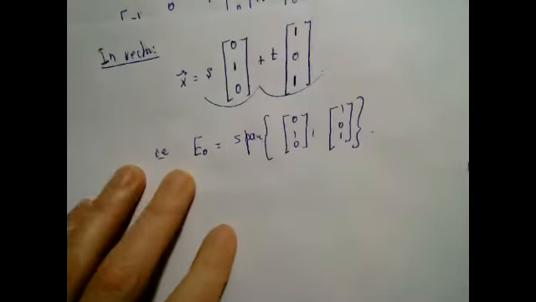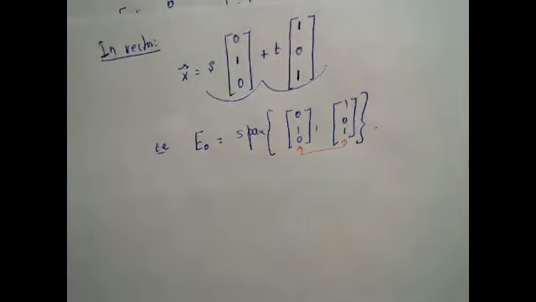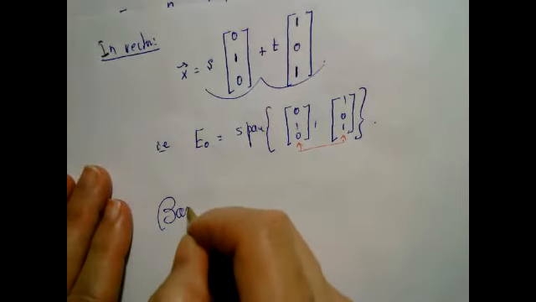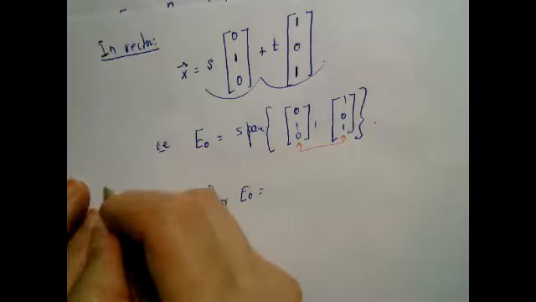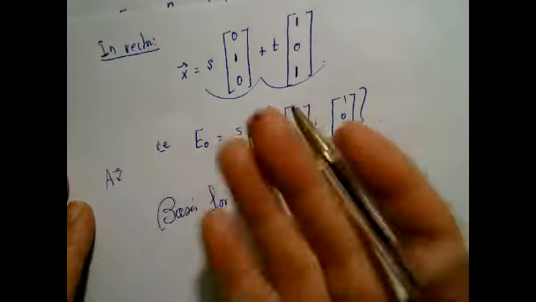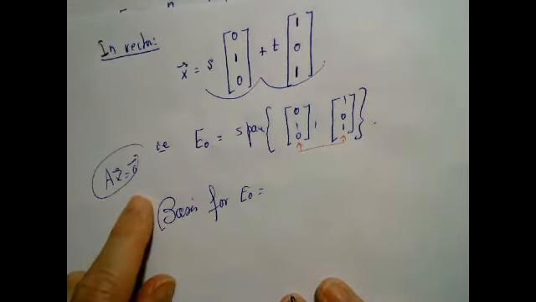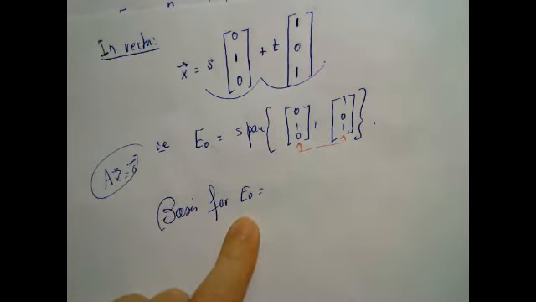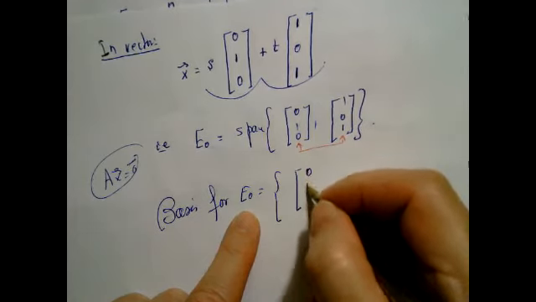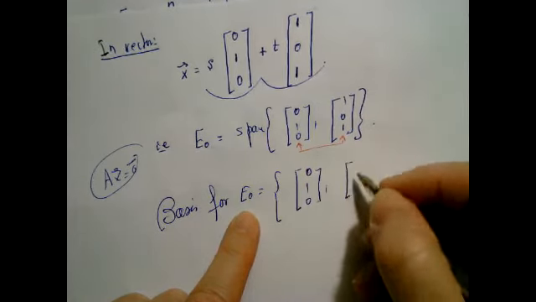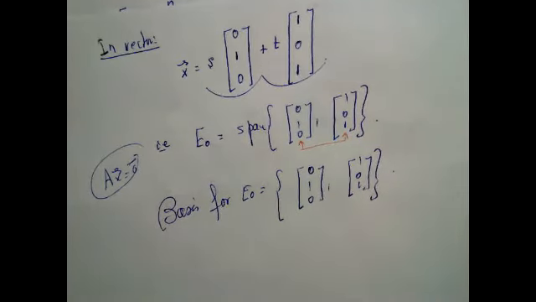It's actually the span. Now, those two vectors, of course, if you look at them, they are linearly independent. It means the basis. For E0, it means all the vectors... So I'm basically computing the null space. It means all the vectors that satisfy Ax equal to 0, because lambda is 0. So I'm really after the null space here. So the bases are the vectors 0, 1, 0, and 1, 0, 1. And they are linearly independent, as you can see.